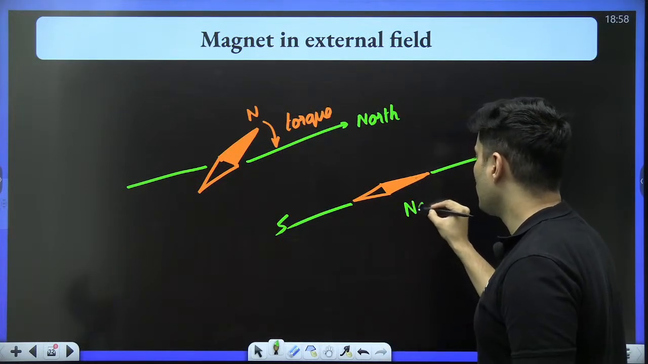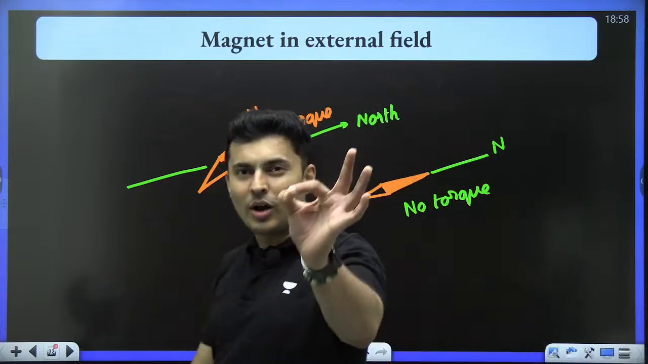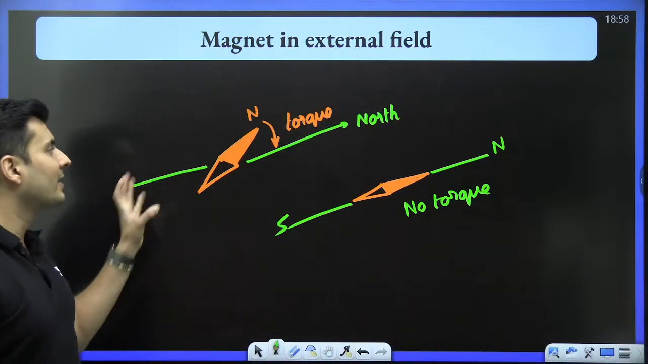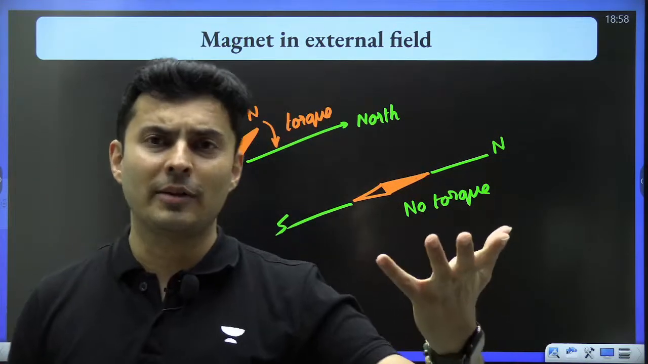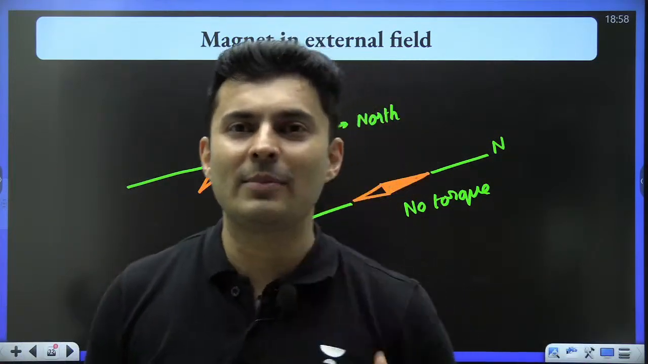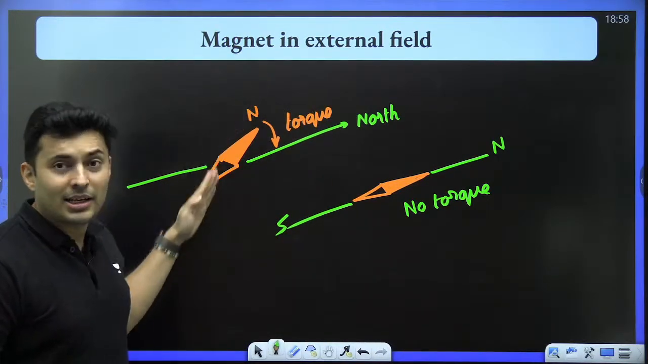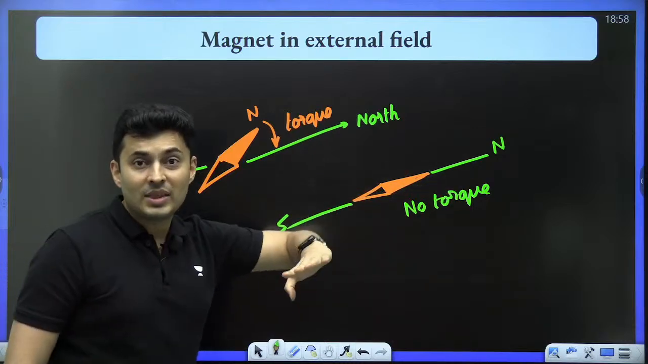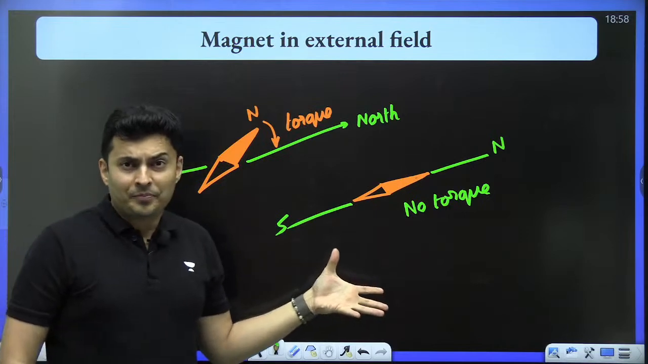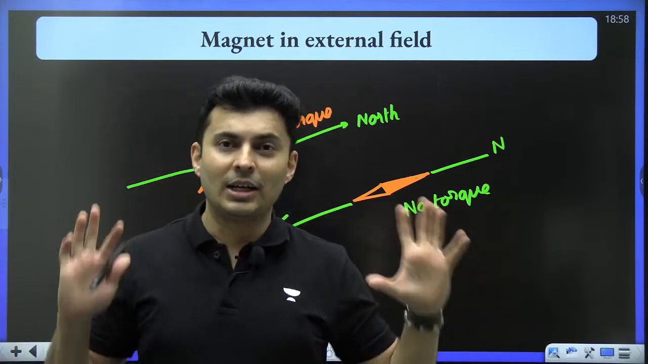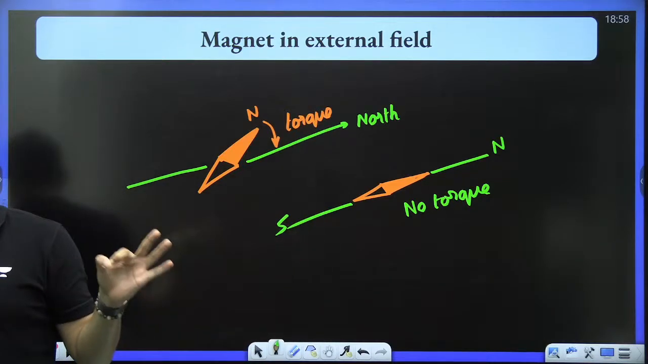Here, there is no torque acting on it. This is also like a small magnet placed in the Earth's magnetic field. That magnetic field can come from Earth or some other strong magnet. Doesn't matter, the concept remains the same. If the needle or the dipole is not aligned with the field, then there will be a torque. If it is aligned, then there will be no torque acting on it. It will just stay there as it is. Is that right, everyone? Great.